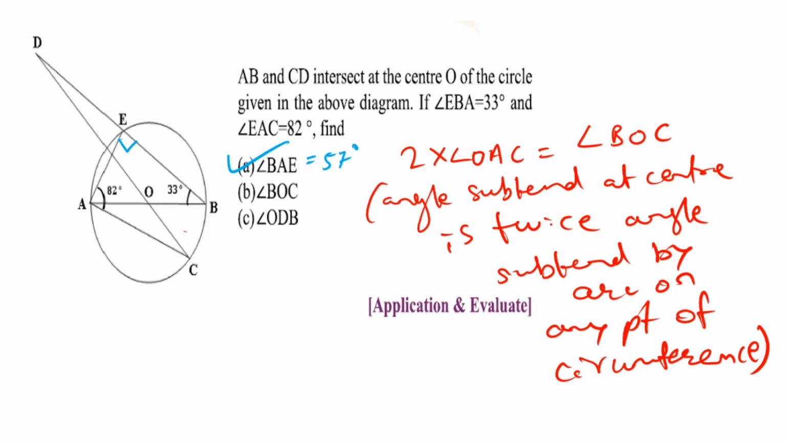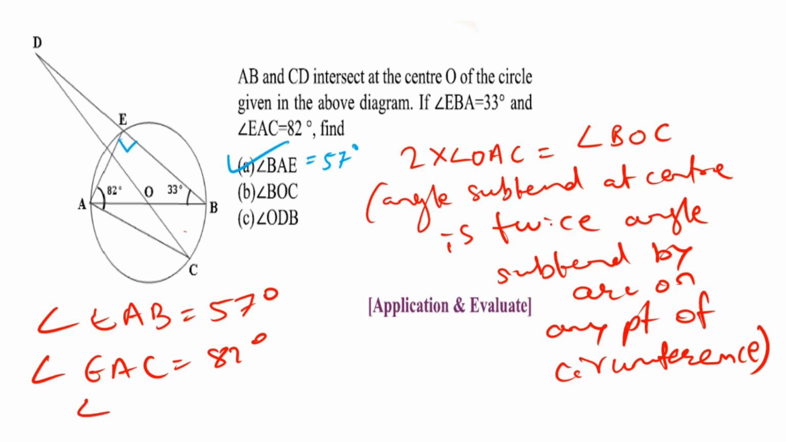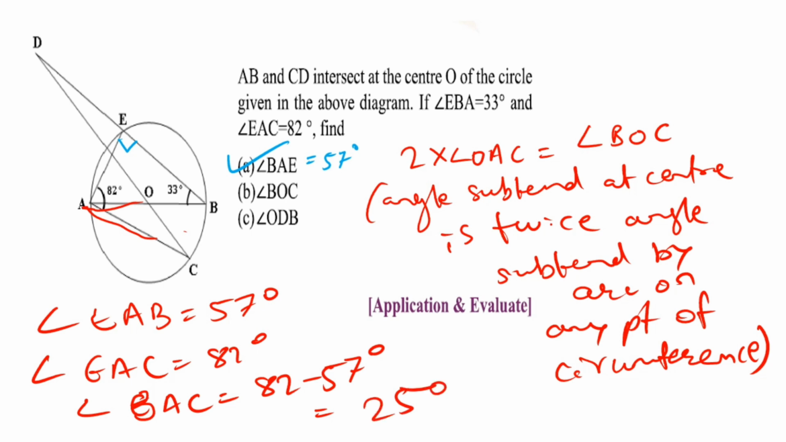I know that angle EAB is equal to 57 degrees and angle EAC is equal to 82 degrees, given. So angle BAC is equal to 82 minus 57. 25 degrees is the value of angle BAC. So angle BOC will be how much? Twice the angle OAC. OAC or BAC is the same. Substituting 25, angle BOC is equal to 2 times 25, which is 50 degrees. 50 degrees is the right answer for part 2.